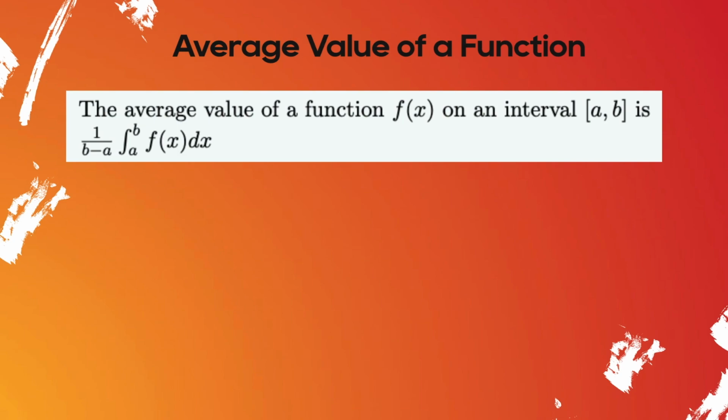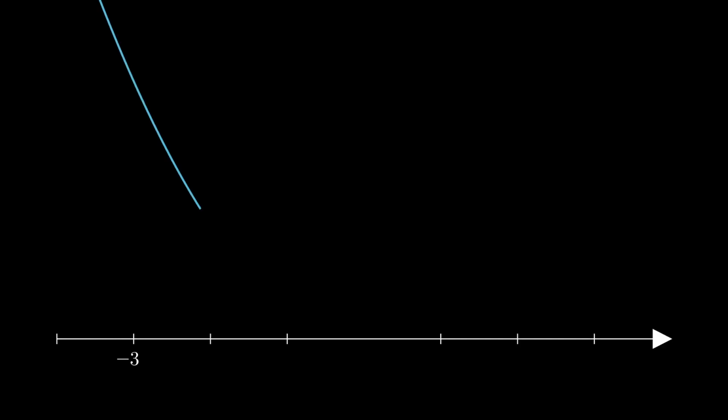So for example, if my interval is from 1 to 2, then I want to find f of 1 plus f of 1.00001. I want to find each specific value. And to do that, I integrate, because when I integrate, I can find the sum of all possible values. And then I divide by b minus a, which is the length of the interval. Now let's look at an example.